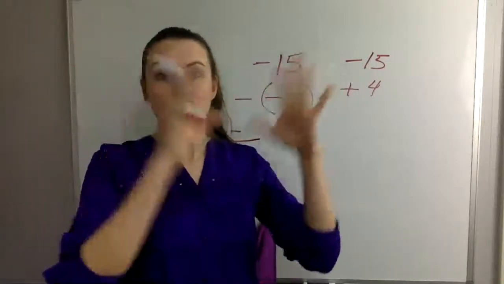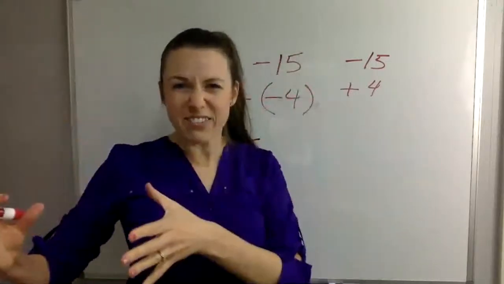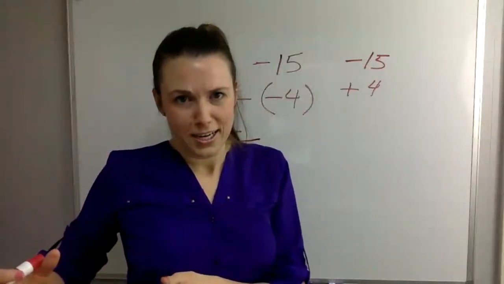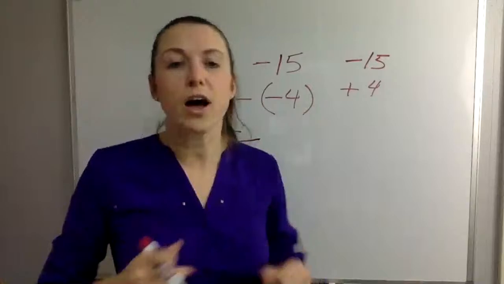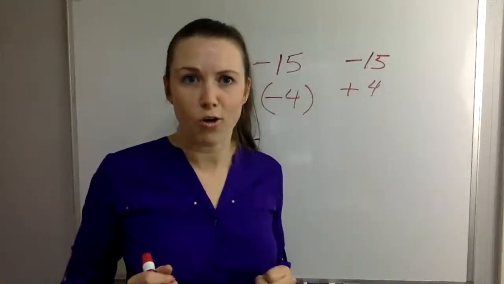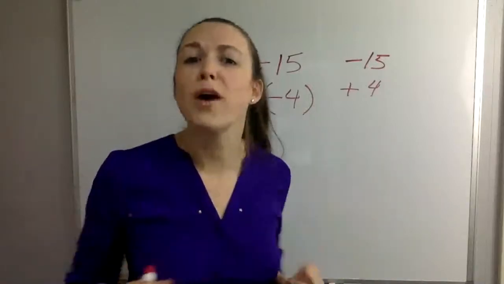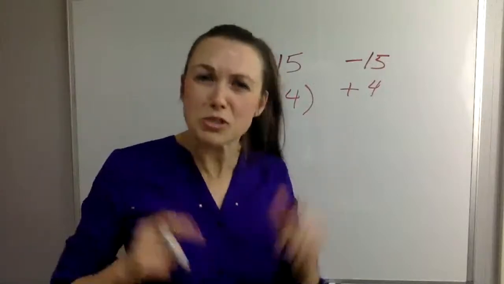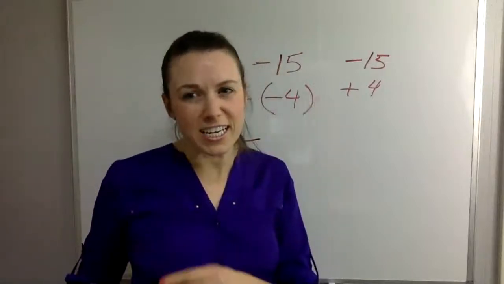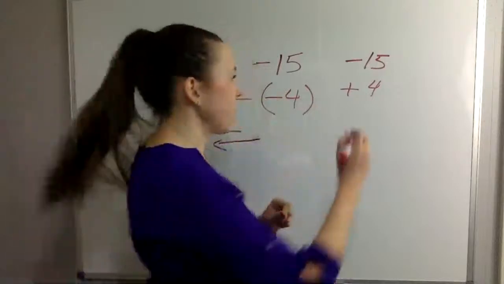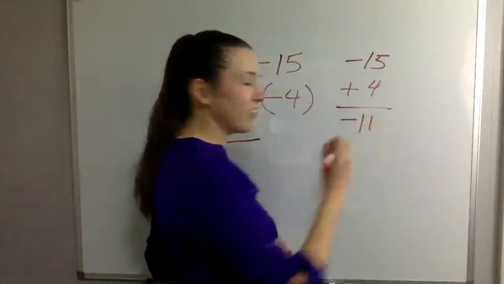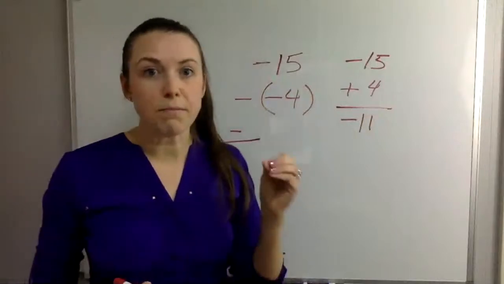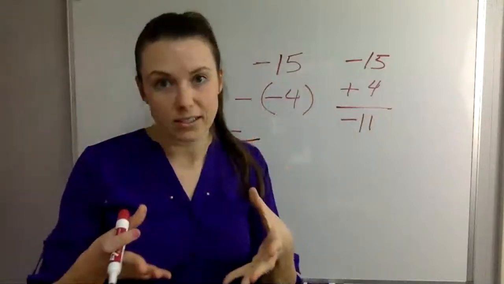Imagine your line, and we're at negative 15. If I owe $15 and then I pay $4 of the 15 that I owe, how much do I have in debt now? Type it in the chat. How much do I owe? Yes, negative 11. So whenever you see the minus a minus, that means it's going to be plus.